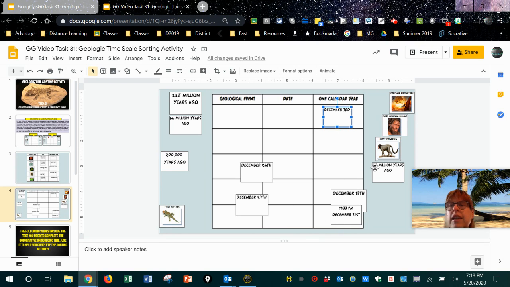The next thing is the years ago. So here's 225 million, 66 million, 200,000, and 60 million. So that would be, this is the furthest ago in time. And then now I got to look at complexity. So we've got dinosaurs, first mammals, first modern humans, and first reptiles. So I know the reptiles are a little more complex and they turn into dinosaurs, right? And the dinosaurs are extinct here. So this looks like it's going to be this.